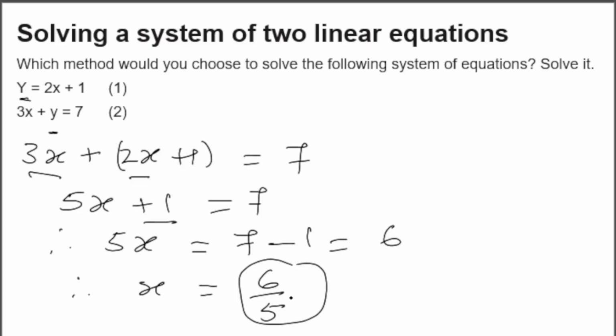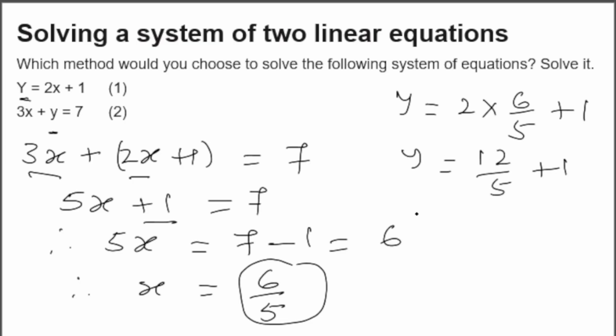And when we put this value into the first equation, we will get the value of y. So y is equal to 2 into 6 upon 5 plus 1. So this is equal to 2 into 6 is equal to 12, 12 upon 5 plus 1. So this is equal to 12 plus 5 upon 5, because 1 changes to 5 upon 5 if we multiply 5 on top and bottom. So we can change 1 to 5 by 5 because 5 by 5 is equal to 1, right? So 12 plus 5 is equal to 17, 17 upon 5. This is the value of y.